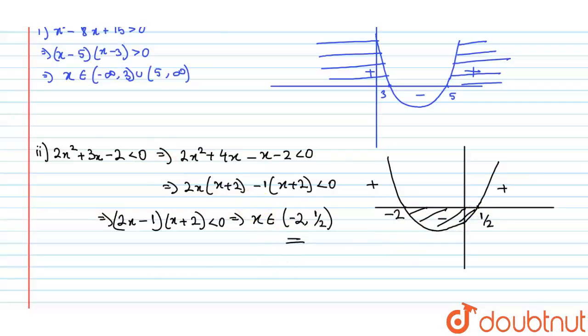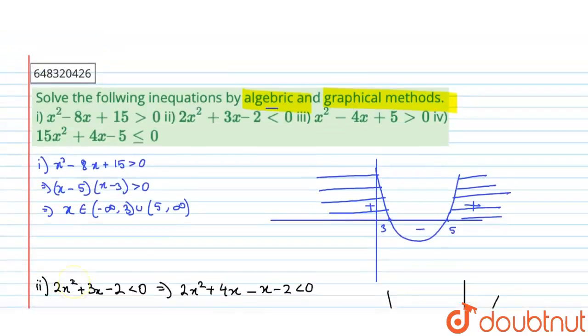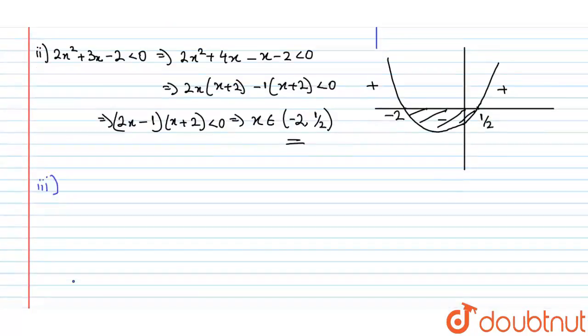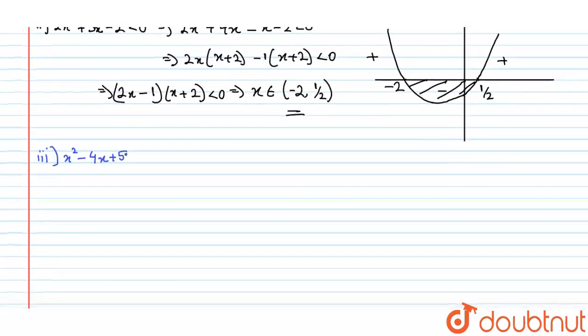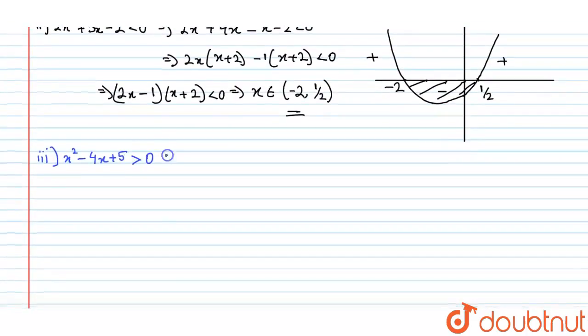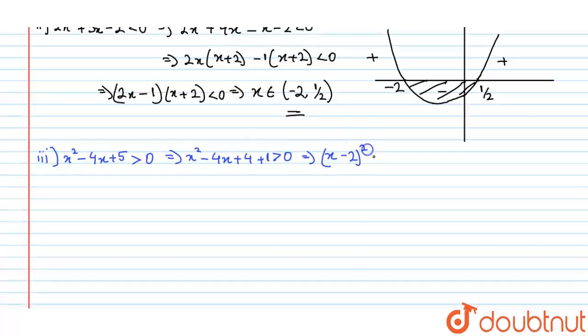So now let's head on to the third one. The third one is given as x square minus 4x plus 5 is greater than 0. We are trying to modify this expression a bit. We can write it as x square minus 4x plus 4 plus 1 is greater than 0. So it is x minus 2 whole square plus 1, which is greater than 0.